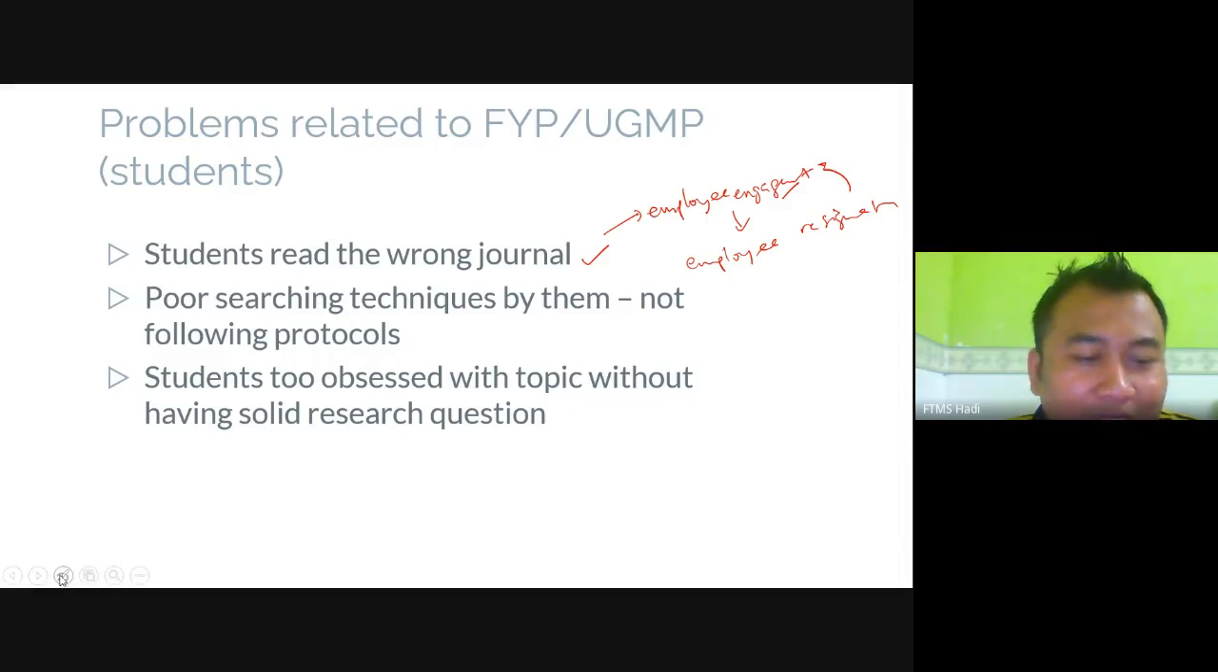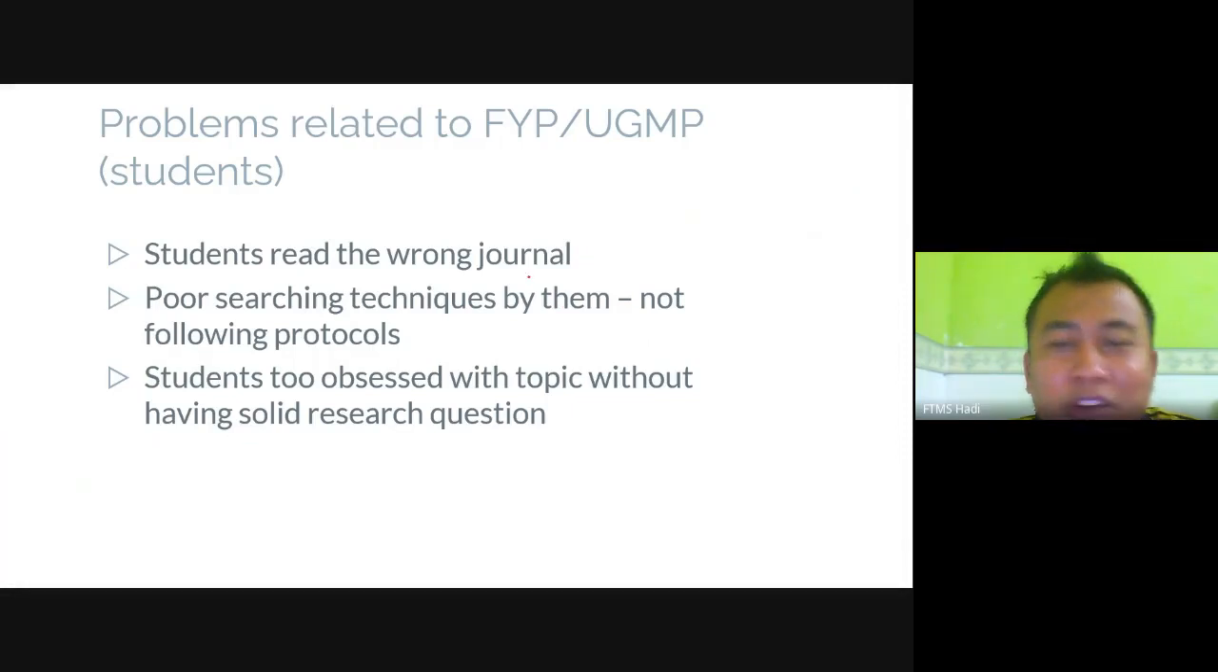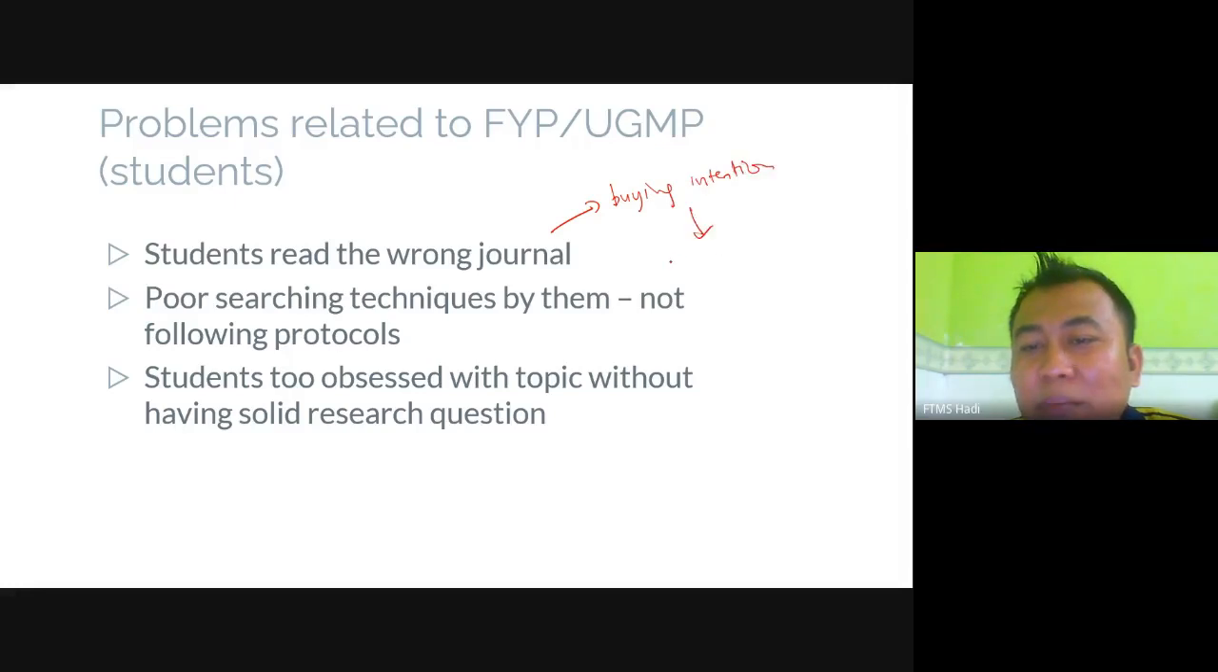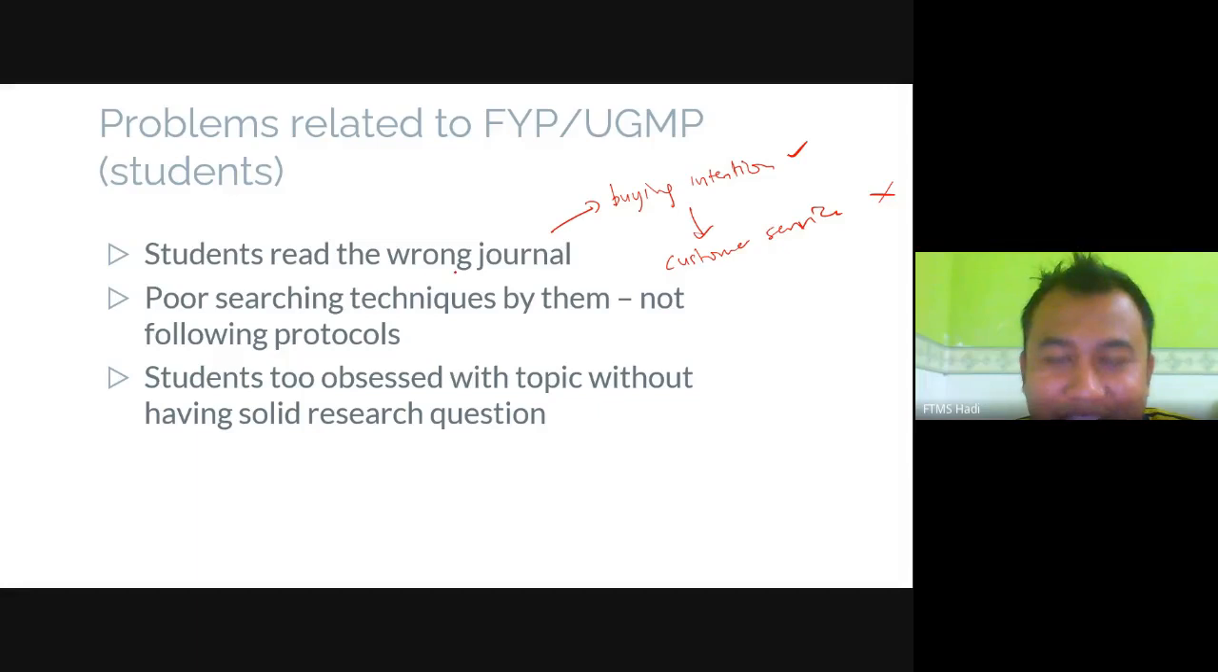One more example that relates to the wrong journal is, let's say, marketing. We're talking about buying intention, but somehow they read a journal about customer service. The topic is buying intention, but somehow they read a customer service journal, which is not the right thing to do. So you need to make sure that you get the right journal.